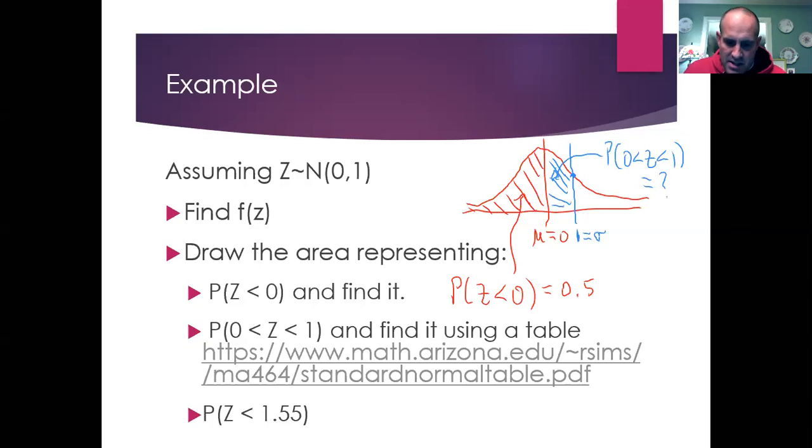And incidentally, this other question right here, the probability that Z is less than 1.55, what's that equal to? How am I going to find that? Well, for that, I'm going to have to go look at a table, and I can also do it in Excel. So let's go do that.